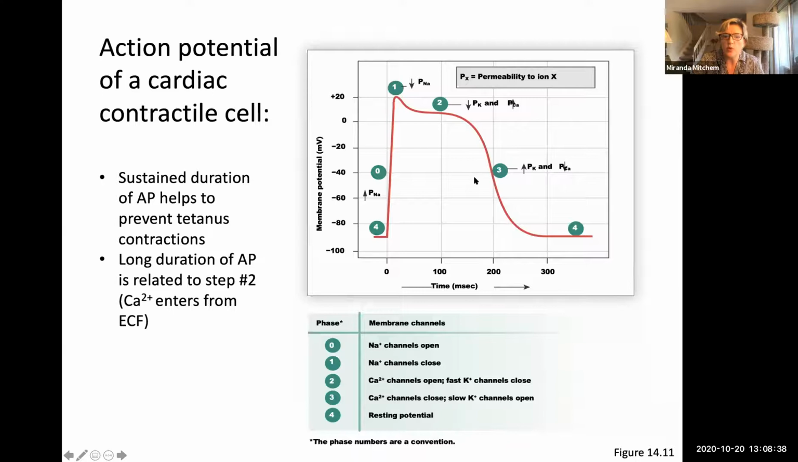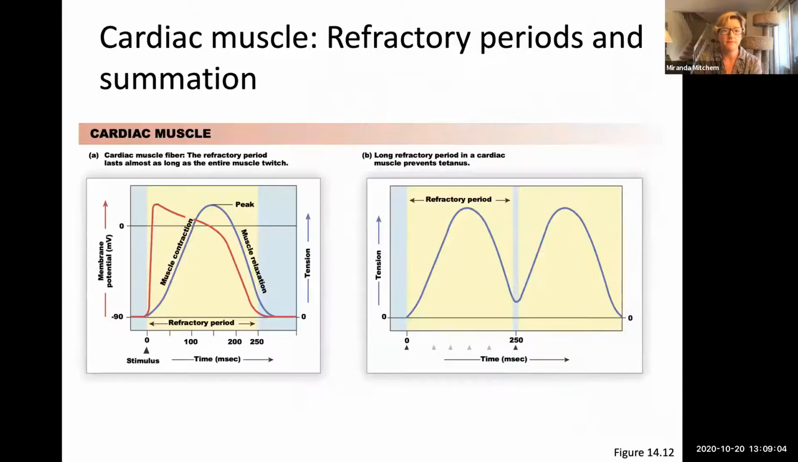Next, what happens at 0.3 is now the calcium channels are going to close and our slow releasing potassium channels open, and that gets us back to resting membrane potential. So the time of action potential is somewhere about 250 milliseconds for the cardiac contractile cells. All right, so now let's overlay the action potential with the actual muscle twitch.